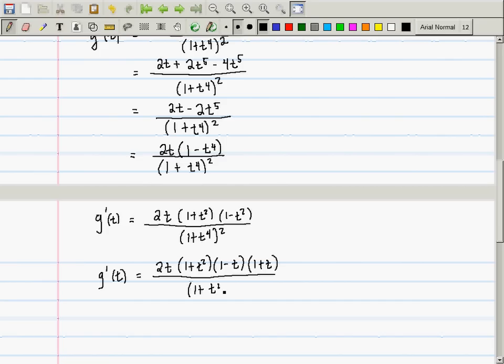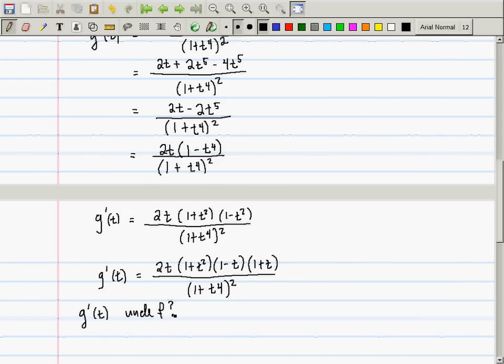Okay, so now we got carried away with all of these very careful considerations. But what was it that we were doing here? We were finding the critical numbers, right? So the critical numbers are where the derivative is what? Undefined or zero. So let's consider, is there anywhere that the derivative of g of t is undefined?